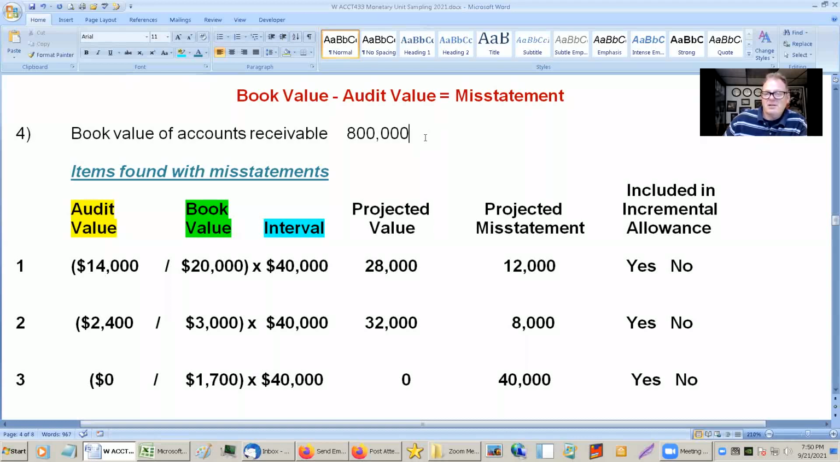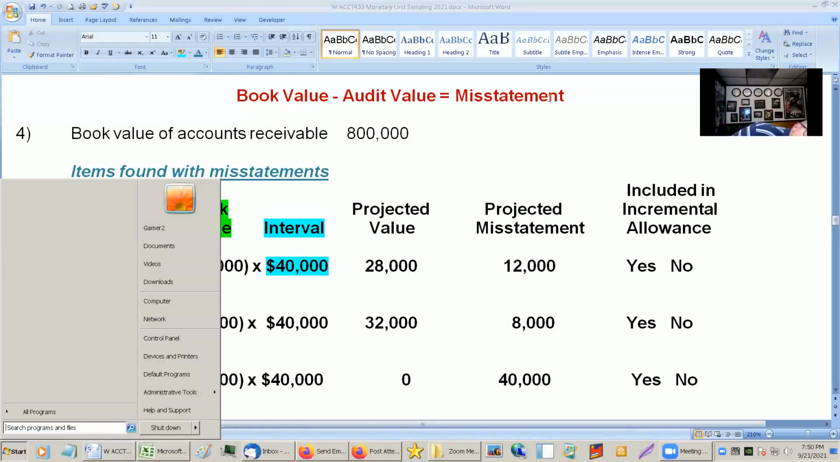Remember, the sample size determines the interval. So how many items do we actually pick? Oh, somebody knows this. Take a guess. We're all friends here. I don't know the difference, 760,000, I don't know.